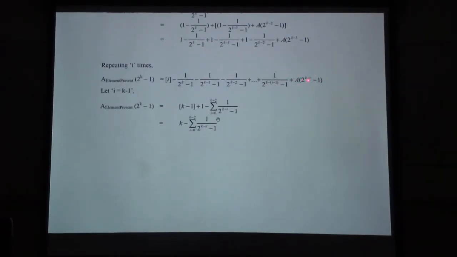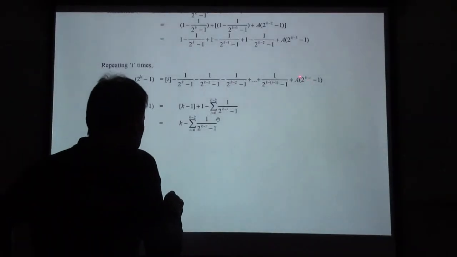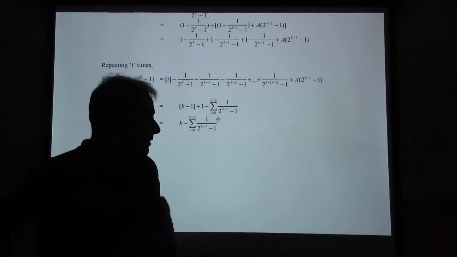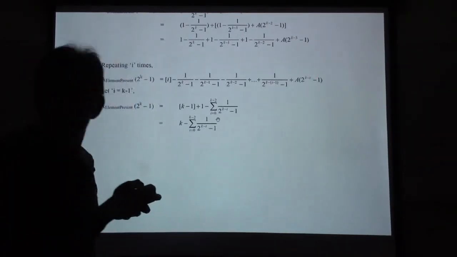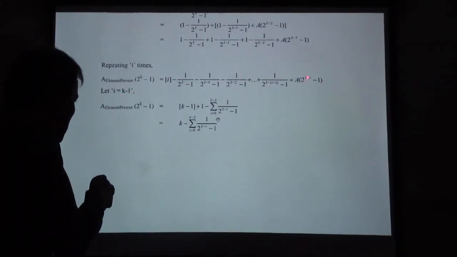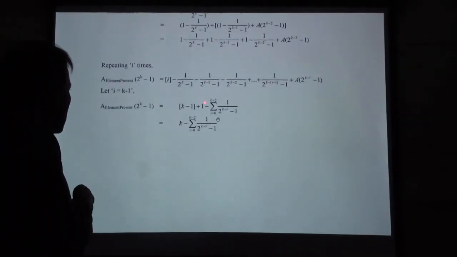So when is 2 to the k minus I equal to 2? When I is equal to k minus 1, we have 2 to the 1, correct? Everybody got it? Yep. So we let I equal k minus 1, and then this is going to be equal to 2 to the 1, which is 2, minus 1. So 2 to the 1 minus 1 is going to be 1.